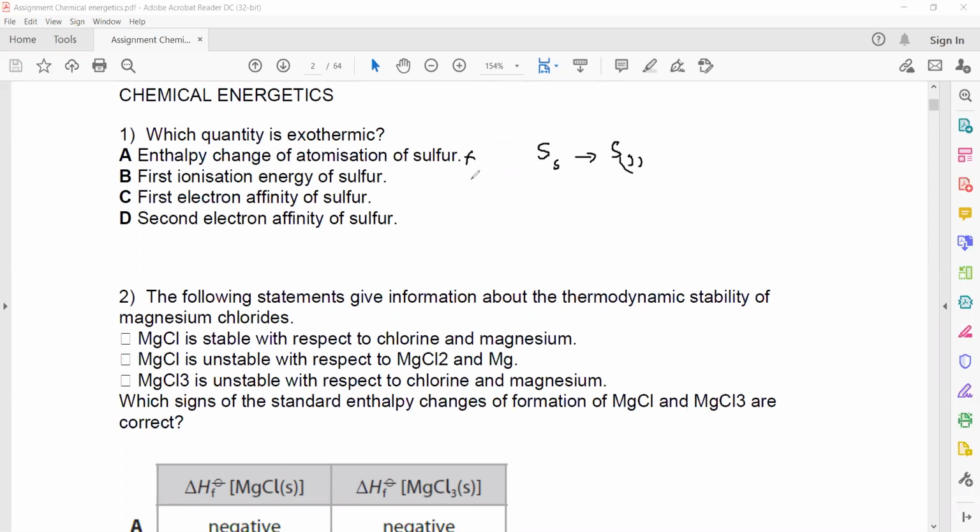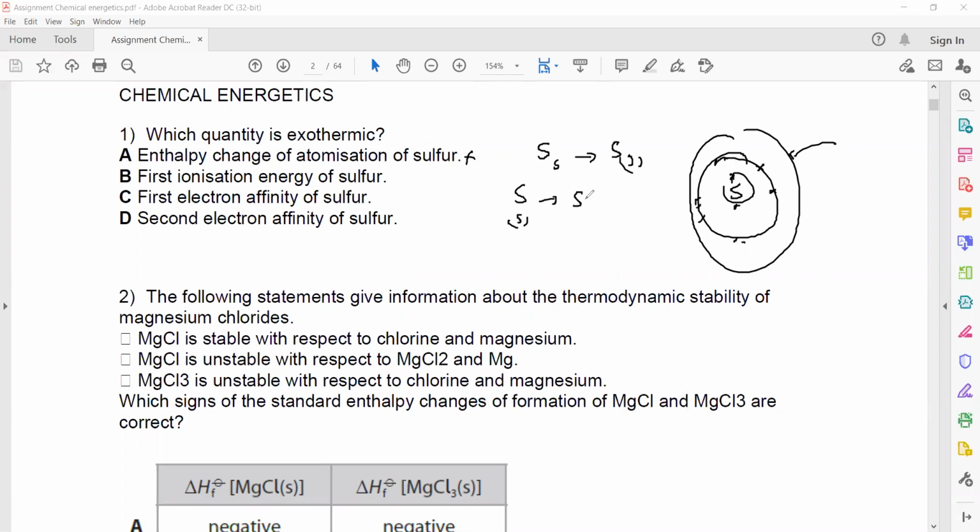First, ionization. Ionization energy means energy required to remove the electron from the neutral gaseous atom. So sulfur belongs to group 6. So the first shell will have 2 electrons, the second shell will have 8 electrons, and the third shell will have 6 electrons. So energy required to convert this sulfur gaseous atom into a sulfur positive ion, that's endothermic as well, because we have to supply energy to remove the electron.